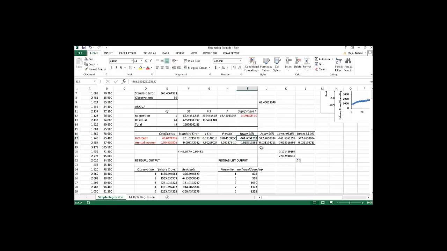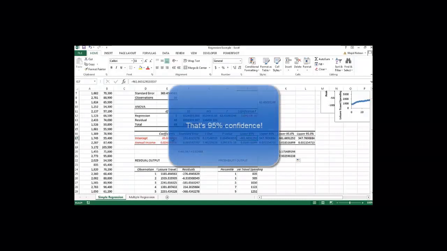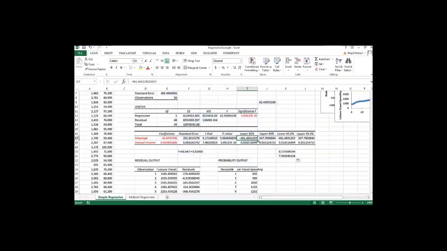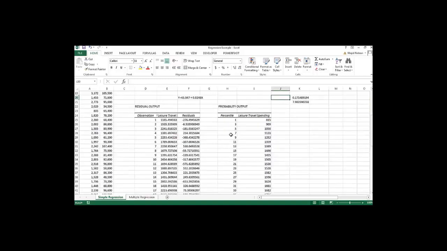Upper and lower confidence intervals also show us that, for example, if we calculated coefficient for intercept as 43, with 95%, it's between negative 461 and positive 547. 0 is within that interval. And for annual income coefficient, the X coefficient, with 95% confidence, that coefficient calculated as 0.0248 is between 0.018 and 0.031. We also have residuals calculated.